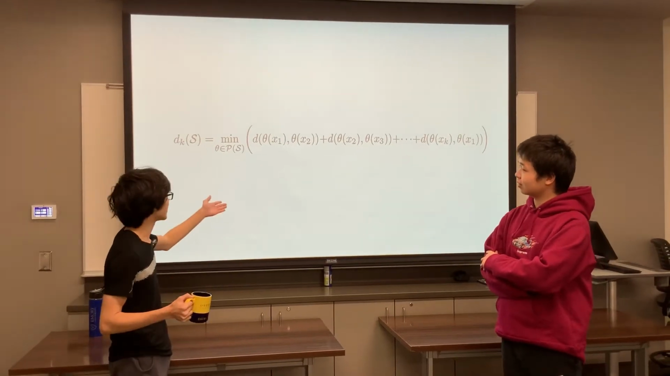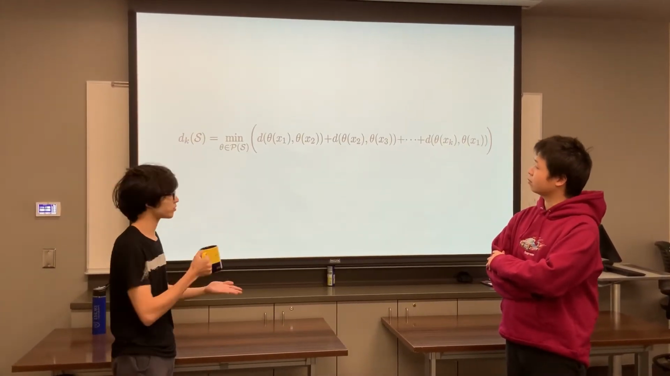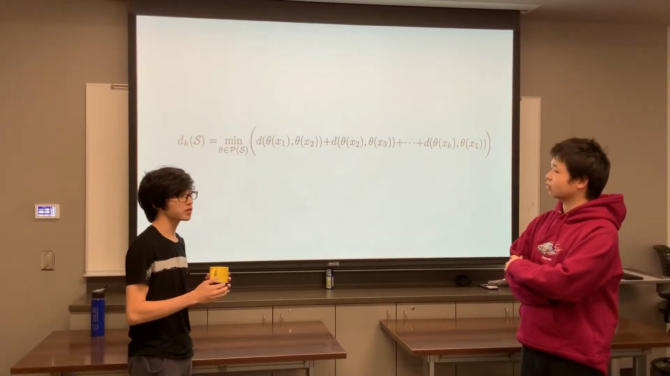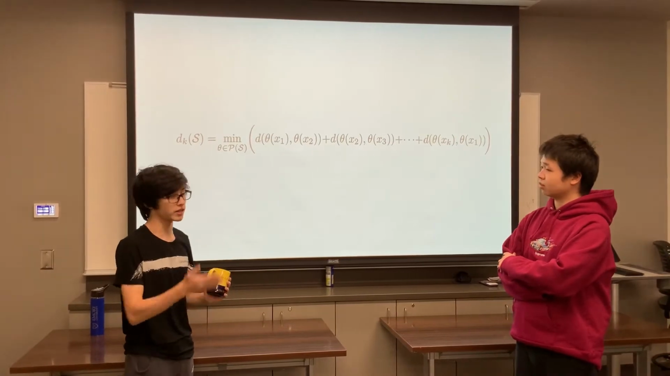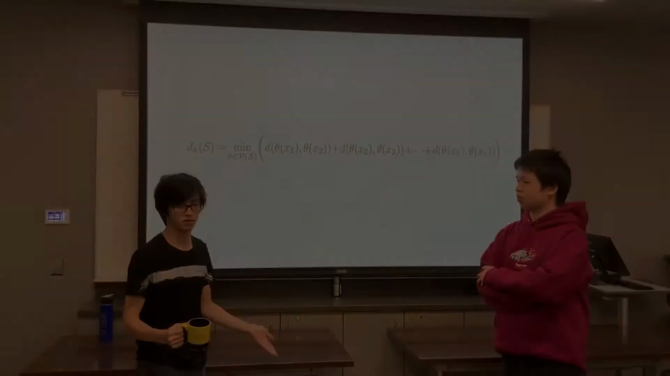This equation basically says the minimum K-stop distance is the distance to go from the first vertex to the second vertex, second to the third, all the way from K-1 to the kth, and the kth to the first again. This is essentially what a closed K-stop distance is.